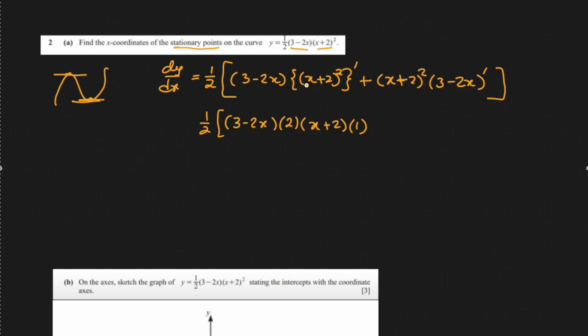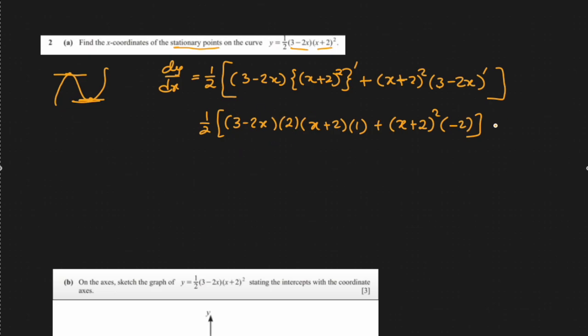The differentiation of x plus 2 is 1. There was no need to write that, but I'm writing it still. I don't want anything to stay out of it. So the second part stays the same, but this will be differentiated, and the differentiation of 3 is 0. The differentiation of minus 2x is minus 2.